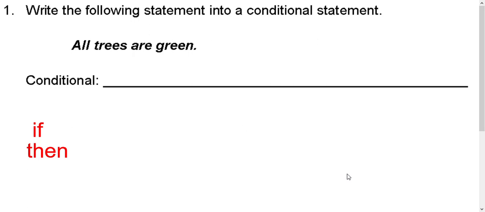Okay, we're looking at topic 4 for your reassessment practice right now. Conditional statements with logic. So let's get out at question 1. Write the following statement into a conditional statement. This means to use the words if and then. So we would say here, if trees are green, we'd say if it's a tree, then it's green.